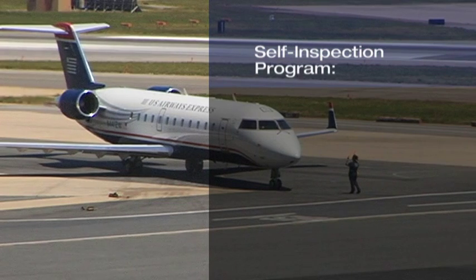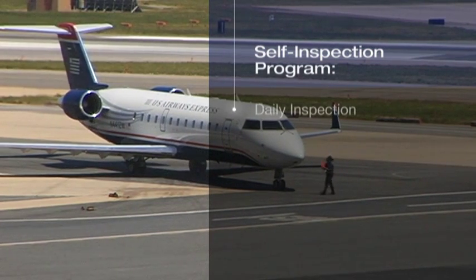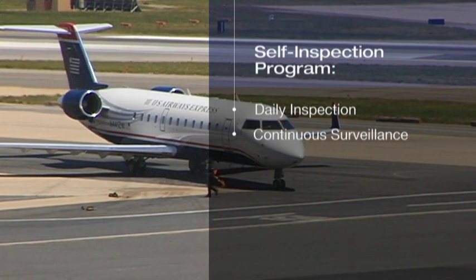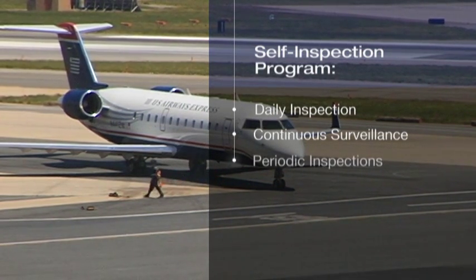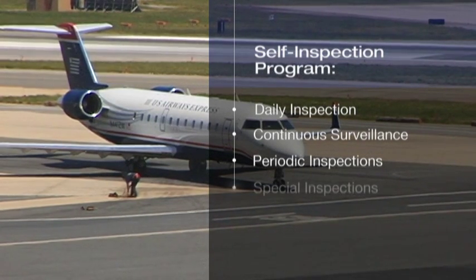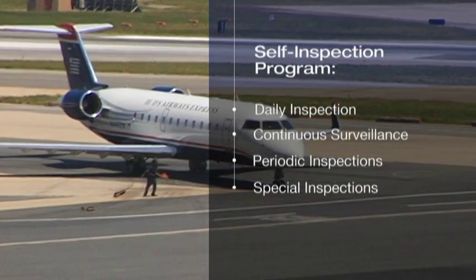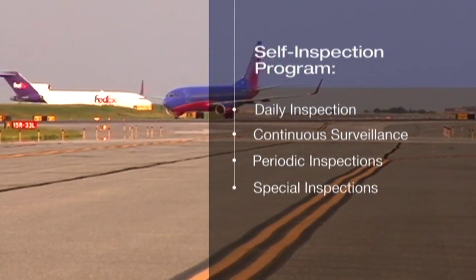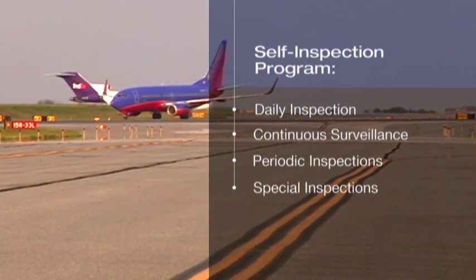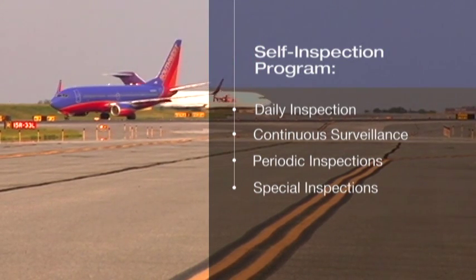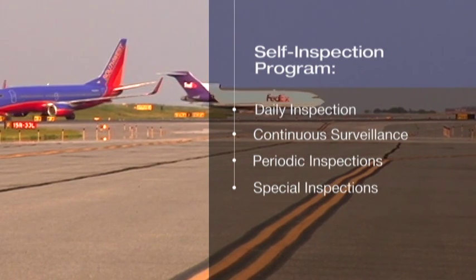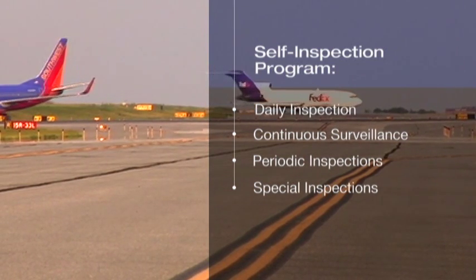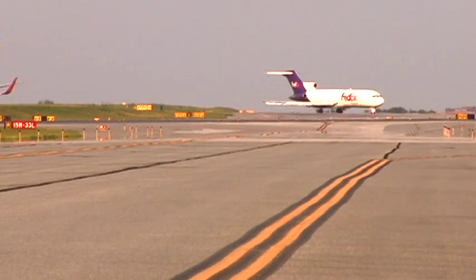A successful self-inspection program should have 4 components: a daily inspection of physical facilities, continuous surveillance of certain airport activities such as fueling operations, a periodic condition inspection program for such things as surveying approach slopes, and special inspections during unusual conditions or situations. This presentation addresses that part of the self-inspection program involving the daily inspection of physical facilities. But there are some references to items that require continuous surveillance, periodic condition inspections, or special inspections.